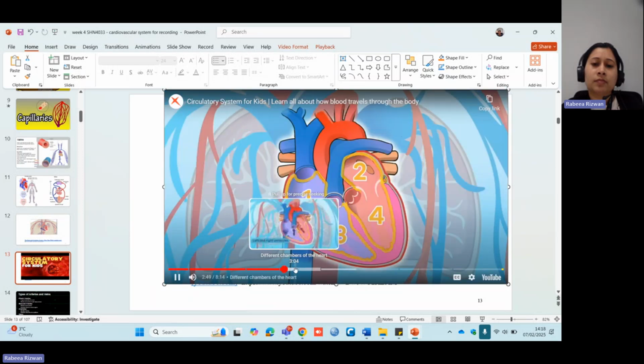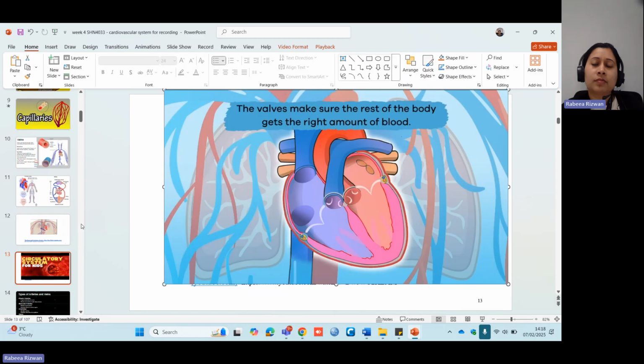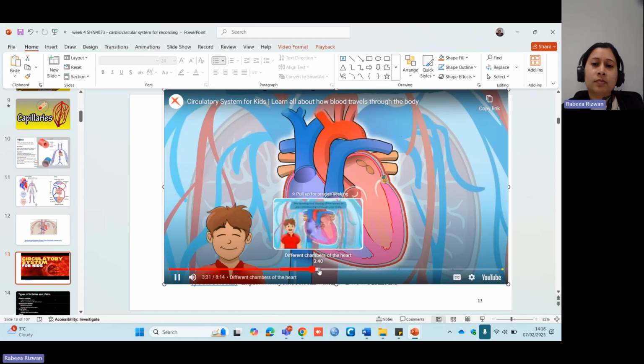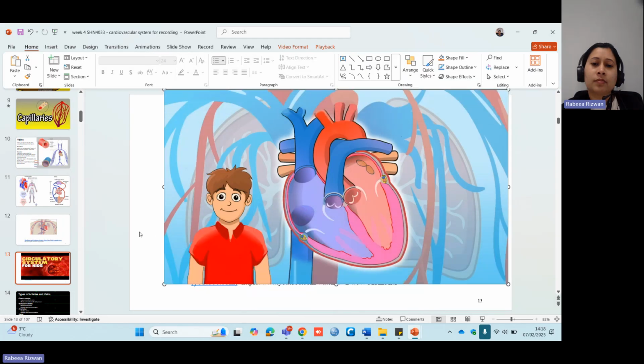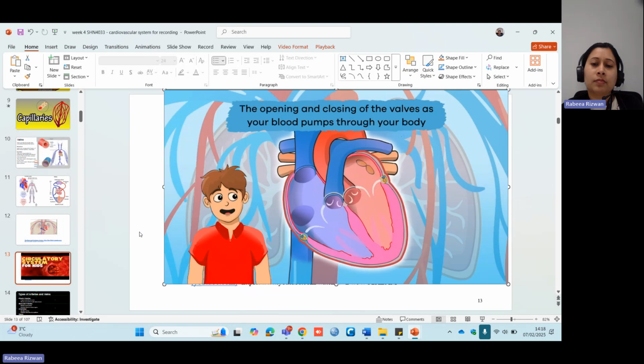These four chambers, divided by the heart valves, receive blood, or take it in. The valves open for the blood to empty from the chambers and then close so that the blood does not flow in the wrong direction. The valves make sure the rest of the body gets the right amount of blood. When you hear the sound of your heart or feel it beat, that is the result of the opening and closing of the valves as your blood pumps through your body.